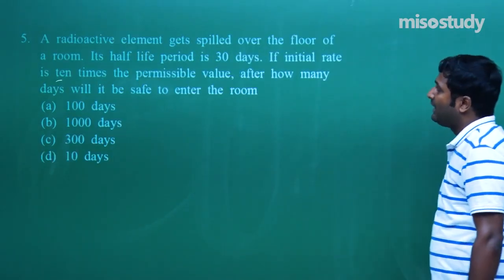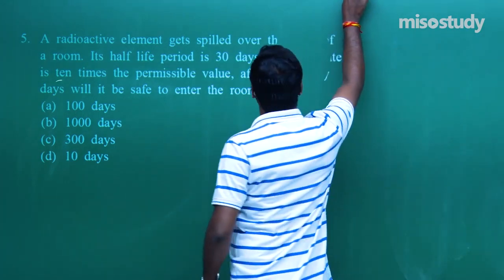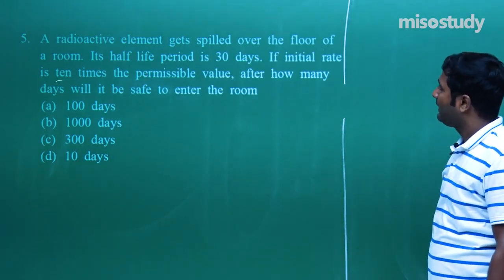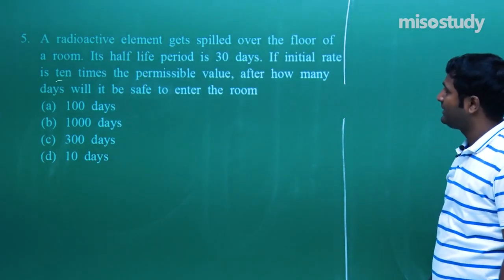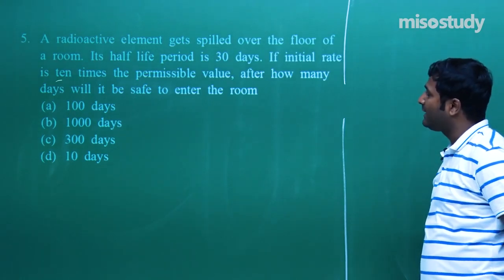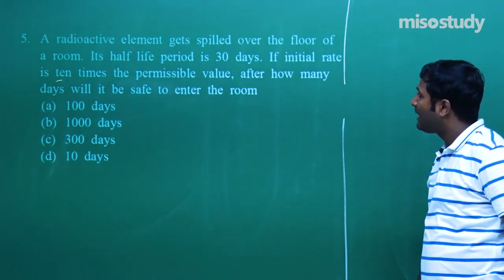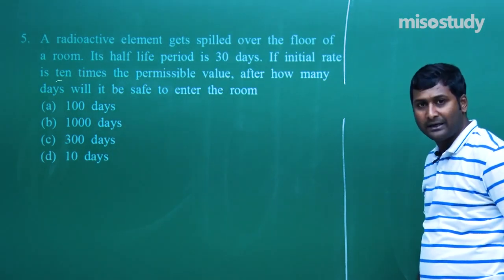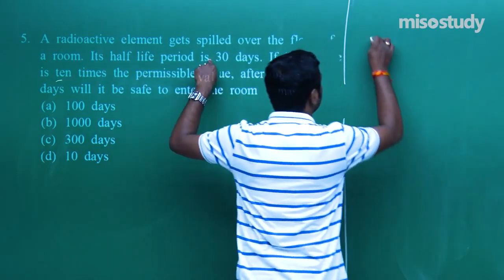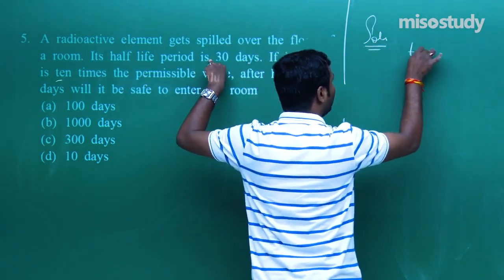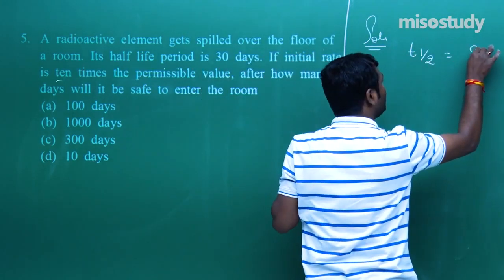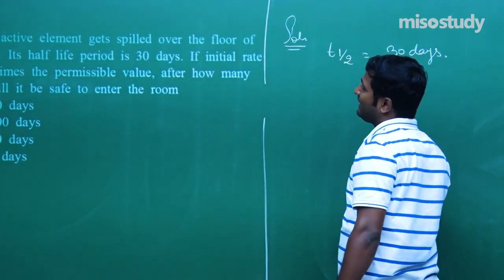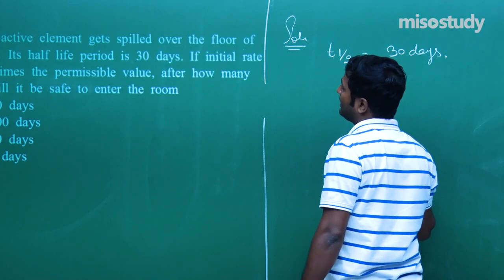Now question number 5. A radioactive element gets spilled over the floor of a room. Its half-life period is 30 days. If the initial rate is 10 times the permissible value, after how many days will it be safe to enter the room? Clear to you? Now how to solve such a question? Read the question carefully. Read the data here. Here T half is equal to 30 days, my friend. What else is given? The initial rate is 10 times the permissible value.